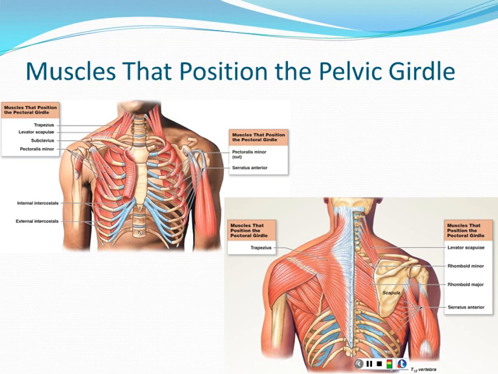All right, so our first group are the muscles that position, that should say pectoral girdle, not pelvic girdle. Sorry, correct that in your notes, please. So the pectoral girdle being the scapula and the clavicle. So probably the most important of those muscles is the trapezius muscle.